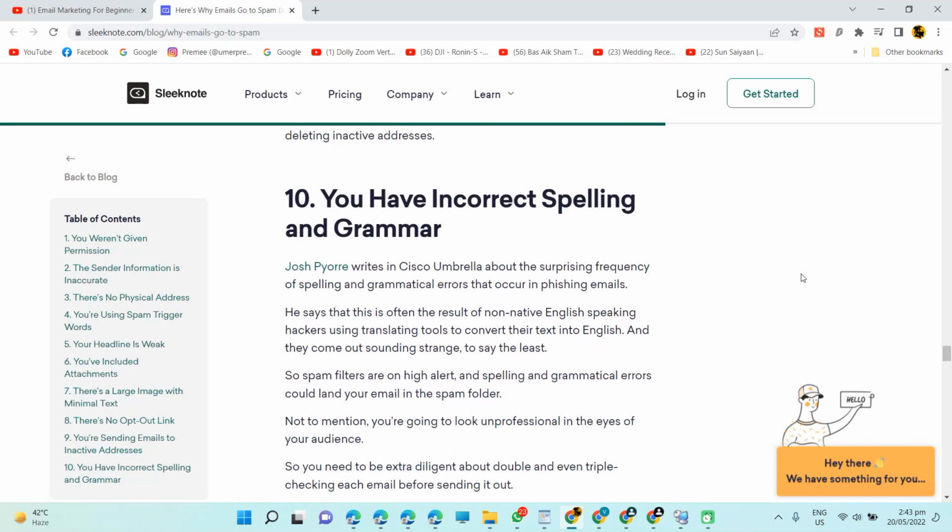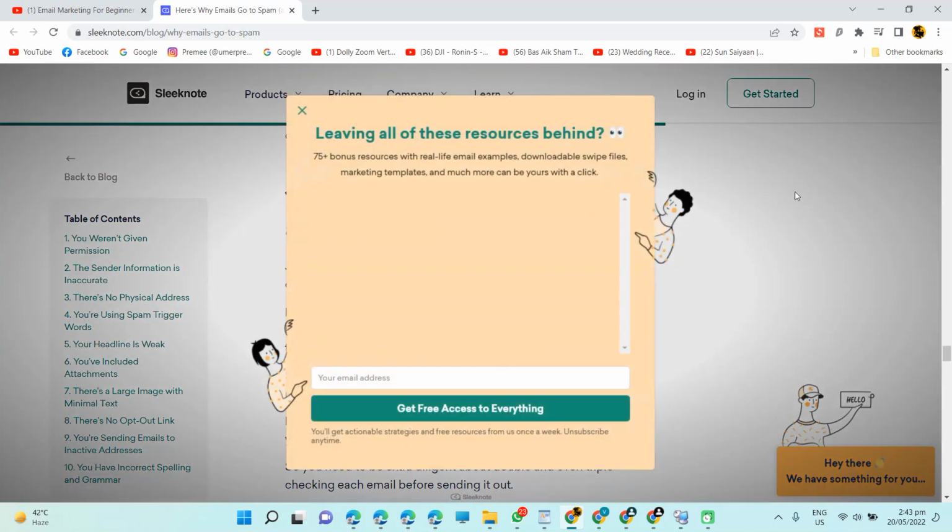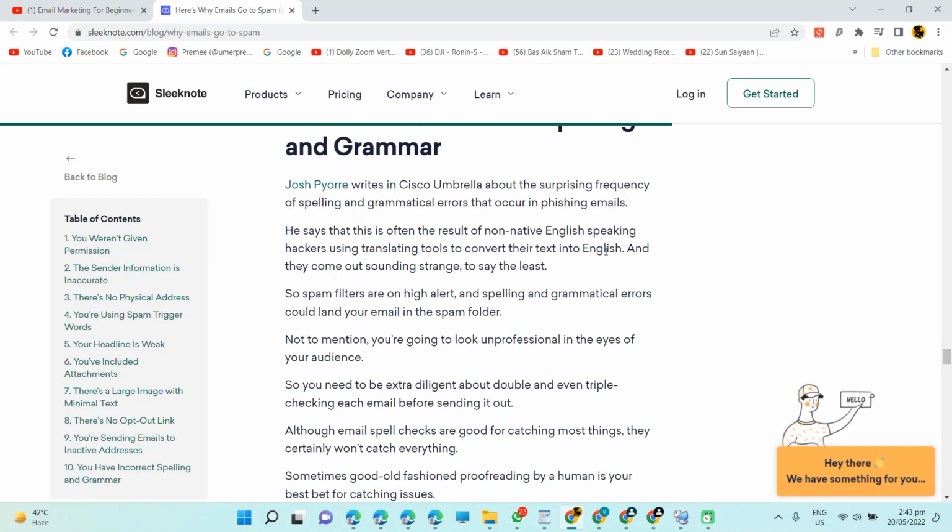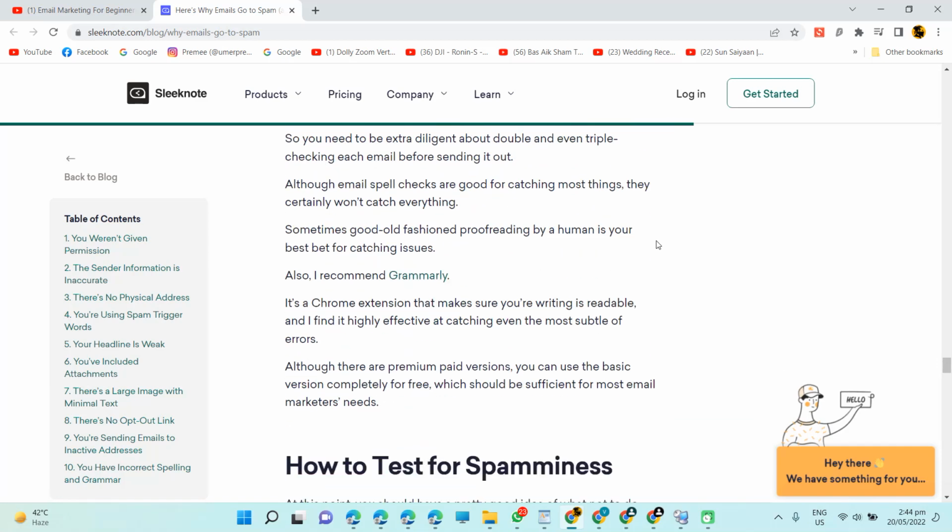Number 10. You have incorrect spelling and grammar. Josh Prunes writes in Question Umbrella about the surprising frequency of spelling and grammatical errors that occur in phishing emails. He says that these errors often raise suspicion, not to mention they make you look unprofessional in the eyes of your audience. So you need to be extra diligent about double and triple checking each email before sending it out.